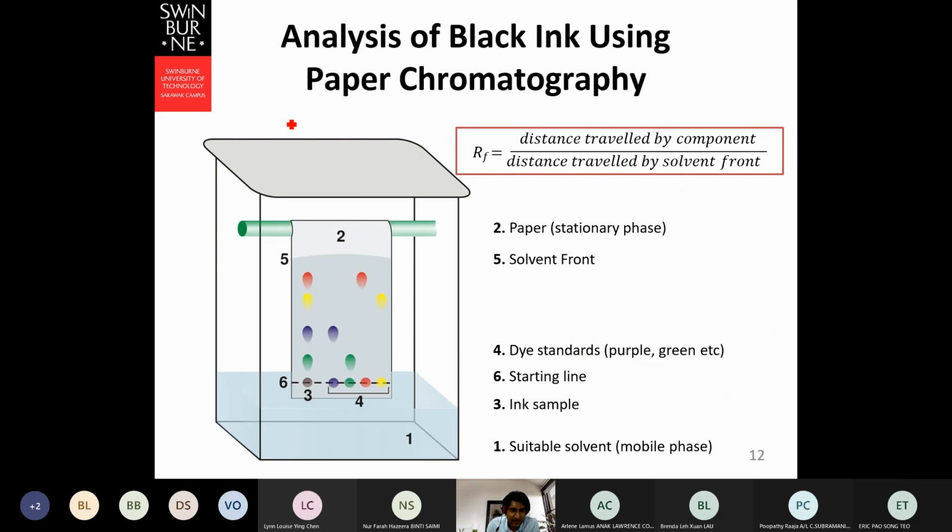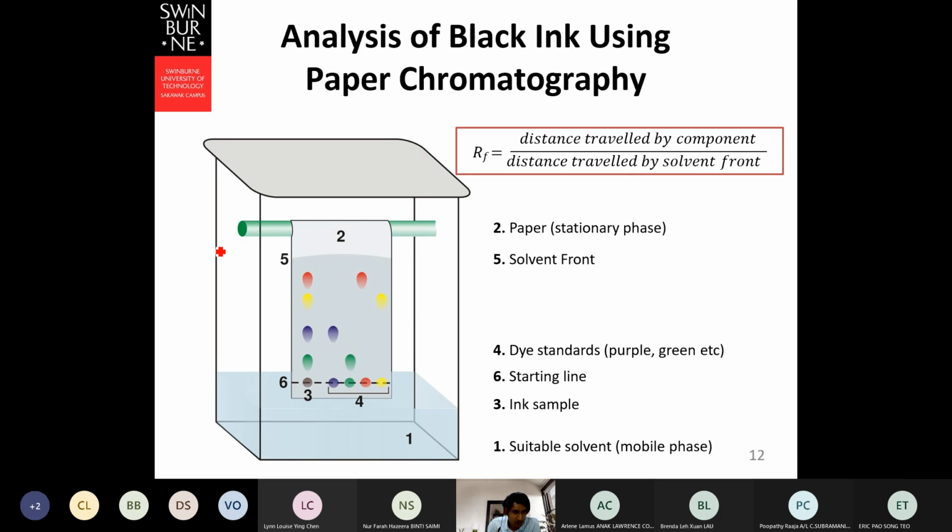So black ink, again, we have just seen it on the chalk. But this time we are going to do it on a paper. And this is actually the paper chromatography, all right.